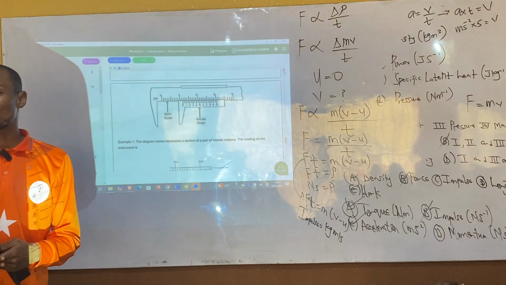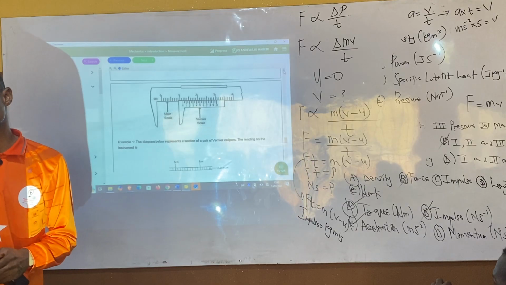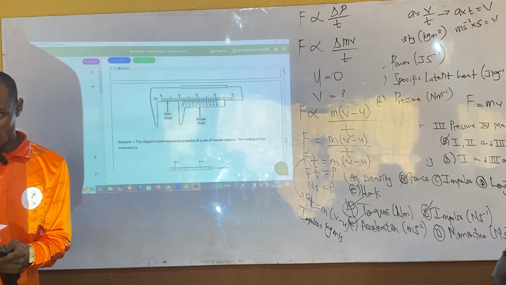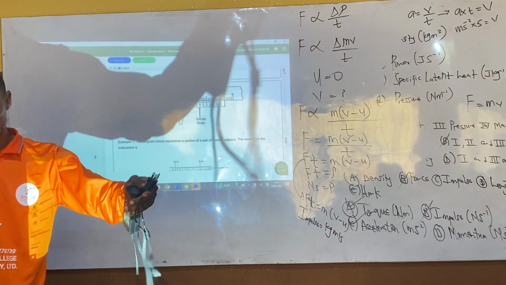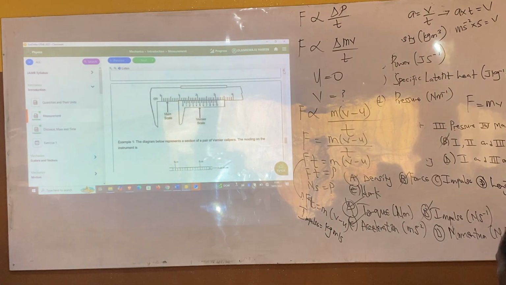So for measurement of length, what are the apparatus used in measuring length? Meter rule, vernier caliper, micrometer screw gauge. What are the things that look like a meter rule? Steel tape that is used to measure the length of a field. The longer meter rule can only measure 100 centimeters. Are you getting me now?